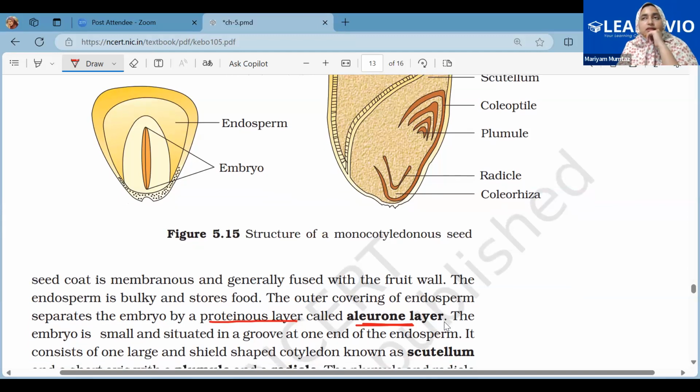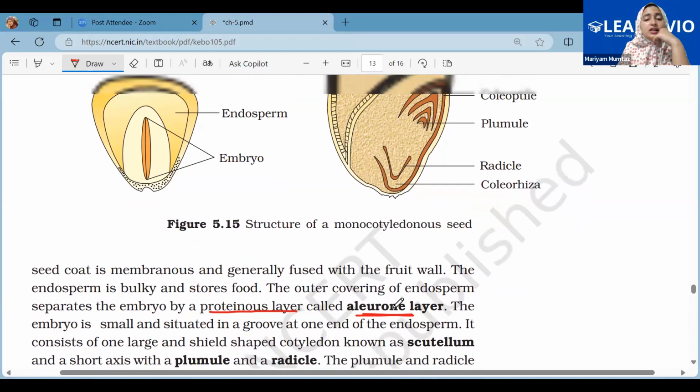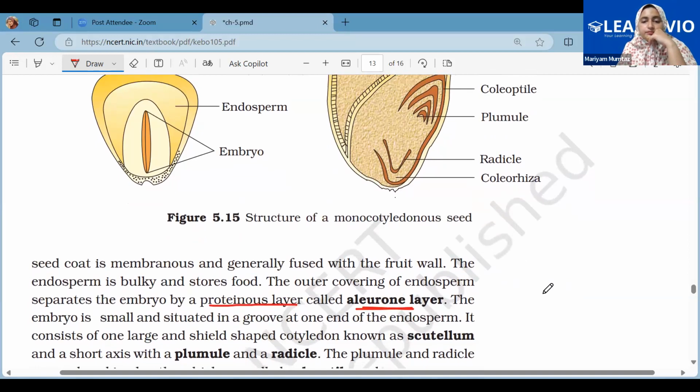You people remember aleuroplast? A type of what? Aleuroplast is a type of leucoplast, isn't it? And leucoplast is a plastid. So that aleuroplast only will be present here in much, much more number.